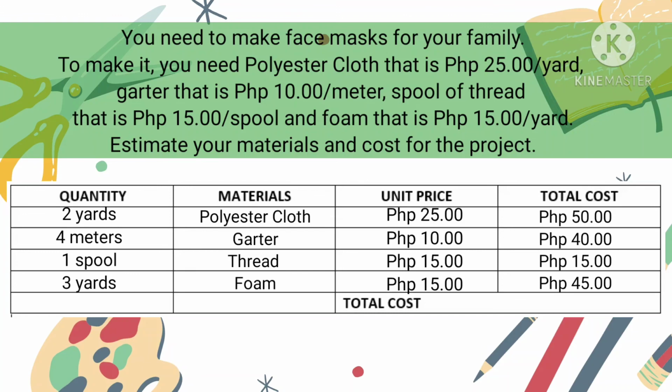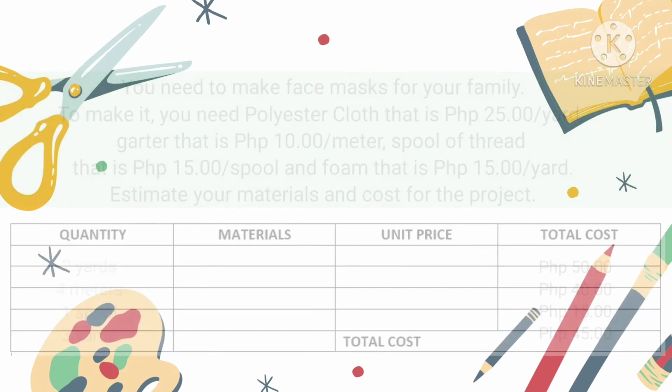Then, add all the results of total cost. 50 pesos plus 40 pesos plus 15 pesos plus 45 pesos is equal to 150 pesos. Therefore, you need 150 pesos to make face masks for your family.